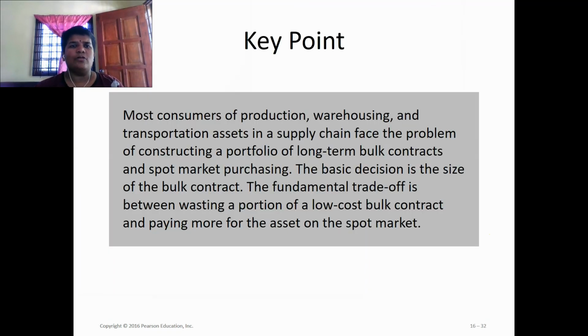So the key point here: most consumers of production, warehousing and transportation assets in the supply chain face the problem of constructing a portfolio of long-term bulk contracts and spot market purchasing. The basic decision is the size of the bulk contract. The fundamental trade-off is between wasting a portion of the low-cost bulk contract and paying more for the asset on the spot market.